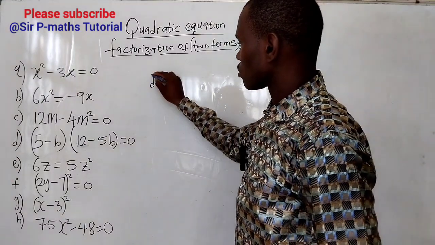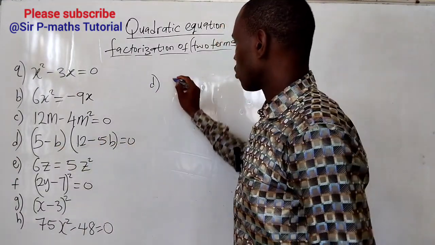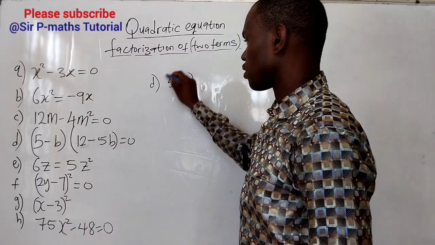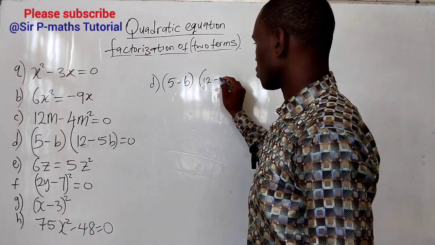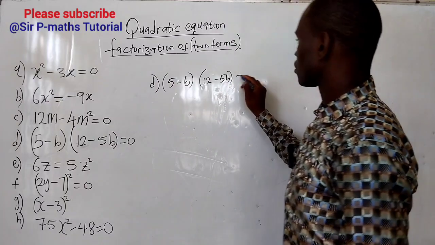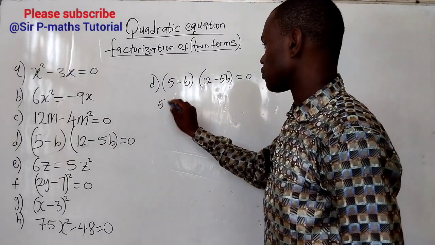To solve the fourth one, I have two brackets. All I need to do is to equate each of them to 0 individually.